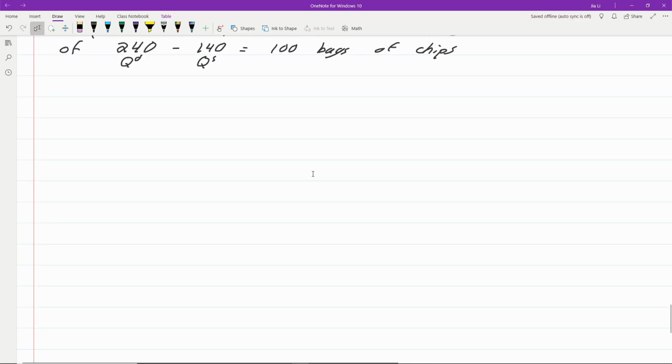So, just to make sure all that is clear, where QS equals QD is the equilibrium.